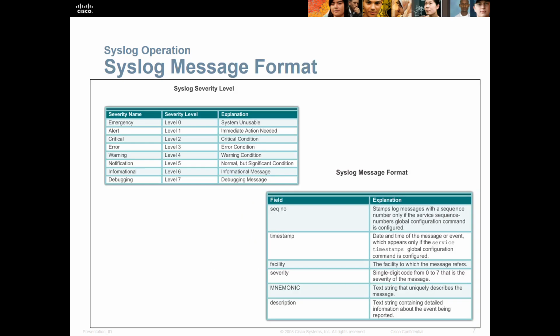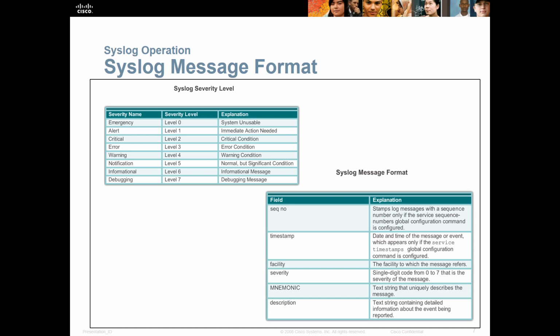We have 8 different levels of our syslogs. This is always really funny because when you go for a CCNP, you need to actually know the syslog message levels and the severity. Emergency is level 0, alert is level 1, critical is level 2, error level 3, warning level 4, notification level 5, informational level 6, and debugging level 7.